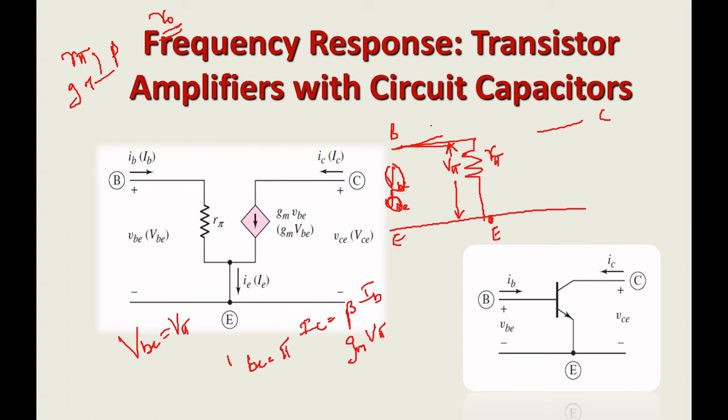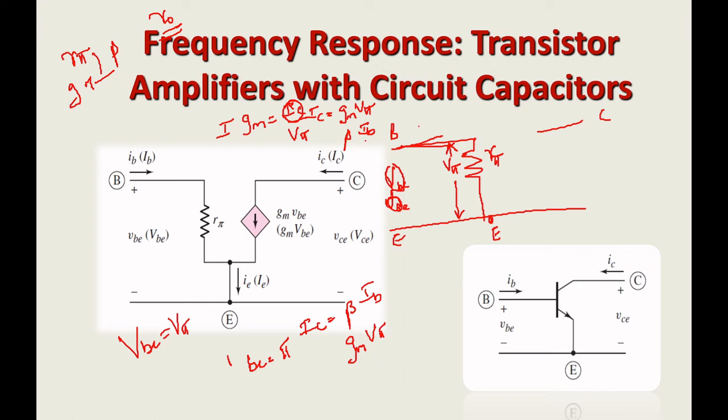The output current will be a product of gm and VBE. How? I already said IC equals beta times IB, and gm is nothing but your output current by input voltage. So I can write IC is nothing but gm times V pi. So gm V pi is equal to beta times IB.